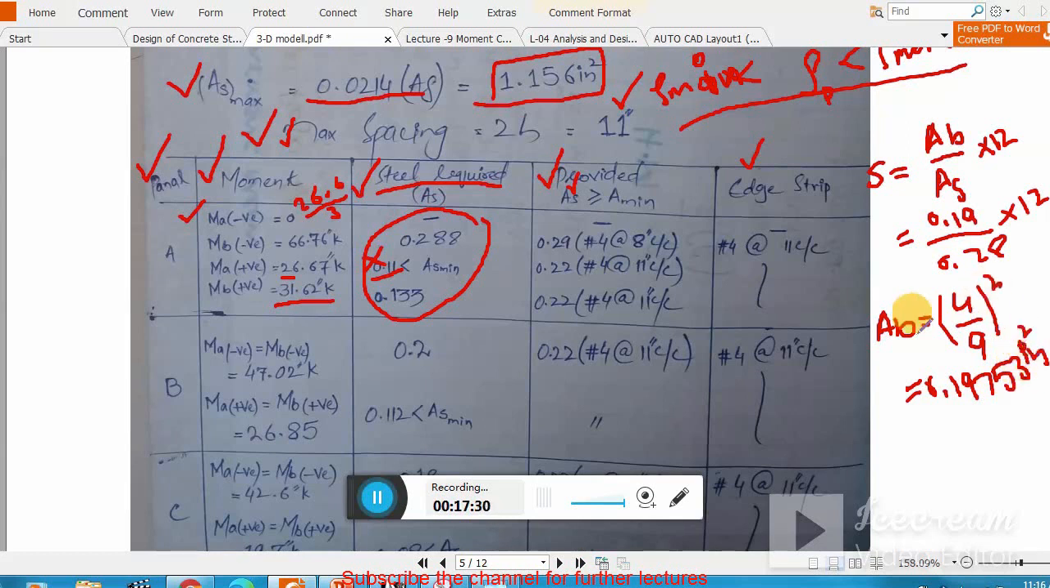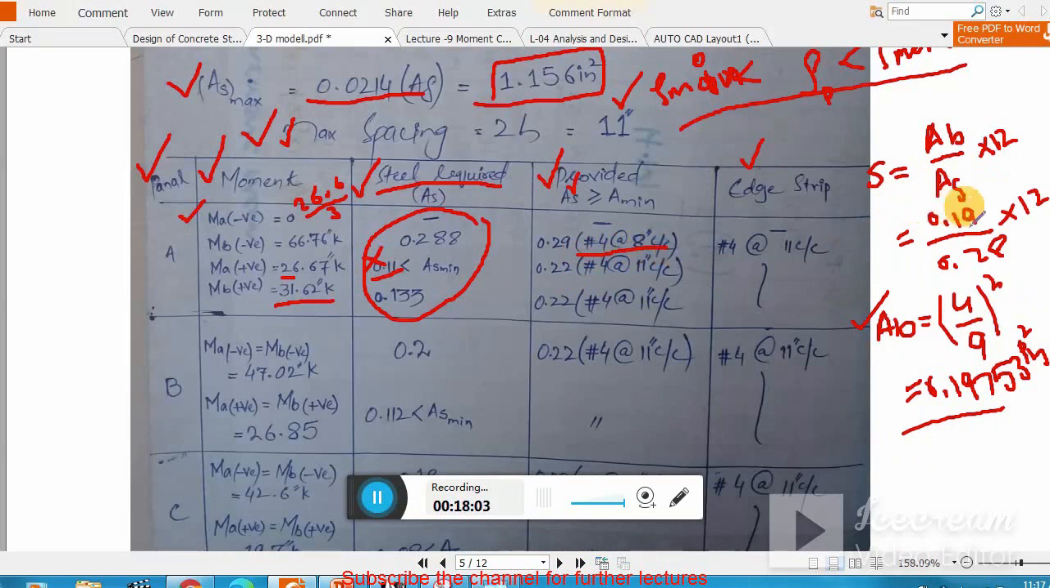This is the simple formula you must remember. If you are using tables, just remove your tables and use this formula. Whatever the bar number, number 6, number 8, number 9, number 10, just write down the bar number divided by 8 and whole square. It will give you the area of that bar. So this is the most simple formula. So you calculate your spacing from this formula.